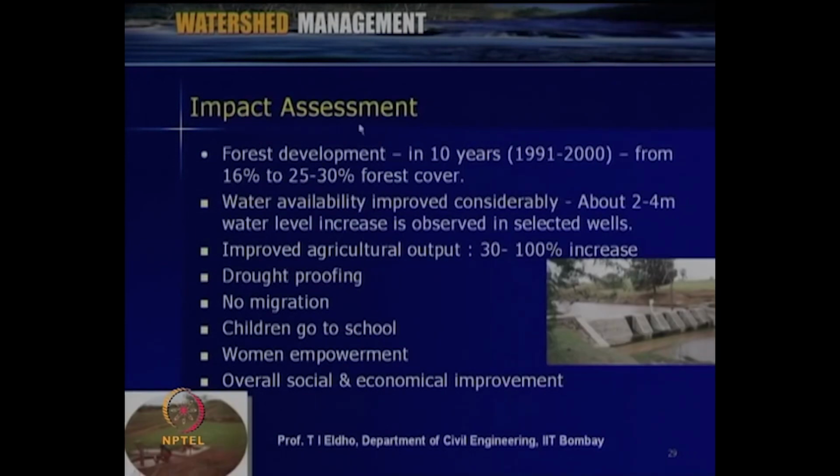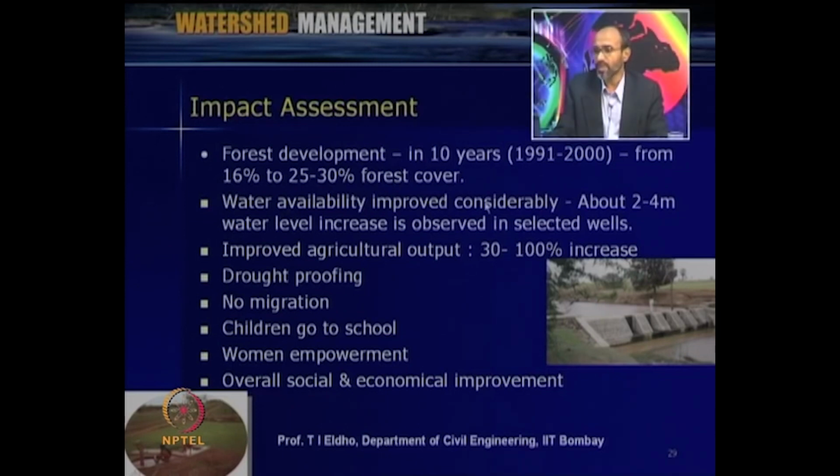So, when this project was assessed in 2005, what we observe is that the forest cover improved by about 25 to 30%. Then water availability improved considerably, say about a 2 to 4 meter water level increase was there in selected wells. Then improved agricultural output, about 30 to 100% increase in output for various crops was observed. Even in a severe drought year, this area was not affected. So, finally, there was no migration, the children go to school in this particular watershed, and women were very actively involved in all the project implementation and maintenance. Finally, overall social and economic improvement has been achieved in this particular watershed.